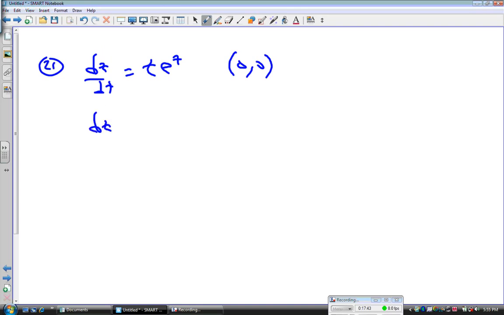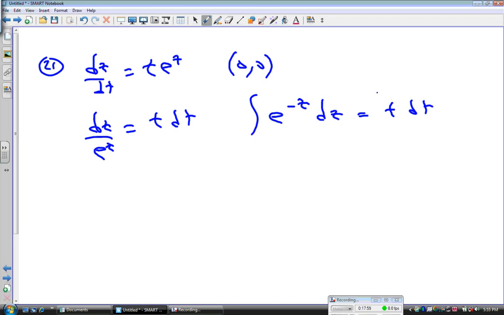So how about we put the z's together like this, and the t's together like that, and realize that that's really e to the negative z dz is equal to t dt. So if we integrate, and u is negative z, then du is negative dz. So we replace dz with negative du. So again, negative e to the u du gives you negative e to the u, doesn't it? Equals what? Equals t squared over 2 plus a constant.